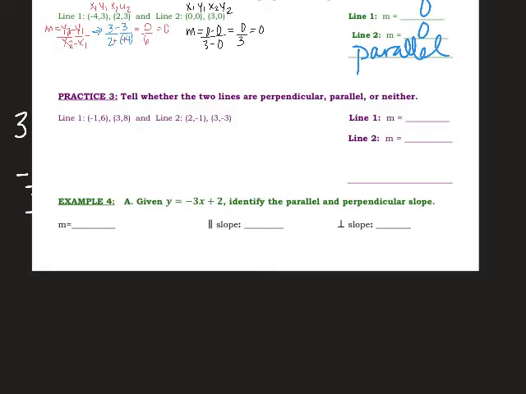Looking at practice 3, we would have 8 minus 6, and then 3 minus a -1. What did we get here?